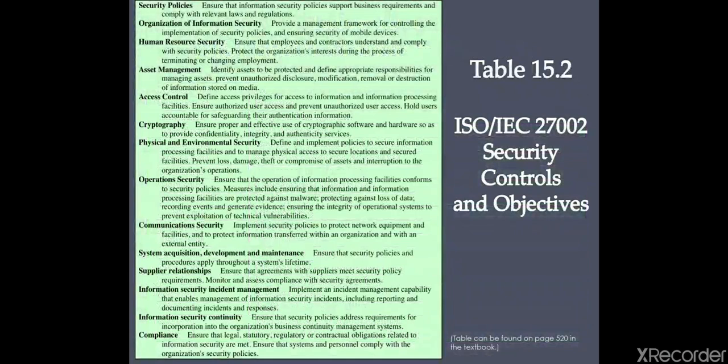These are some of the security controls and objectives that are stated or listed in ISO IEC 27002, that we can apply, all or a group of them, as controls to reduce or treat risk or some risks that we may have, such as asset management, access control, cryptography, supplier relations, information security continuity, and compliance.